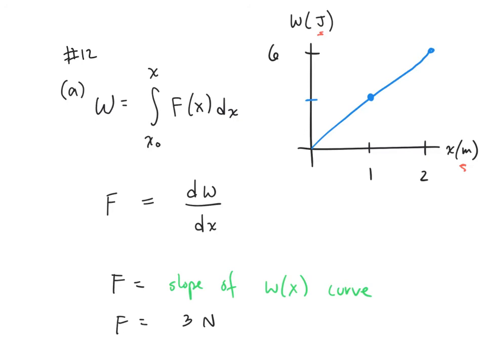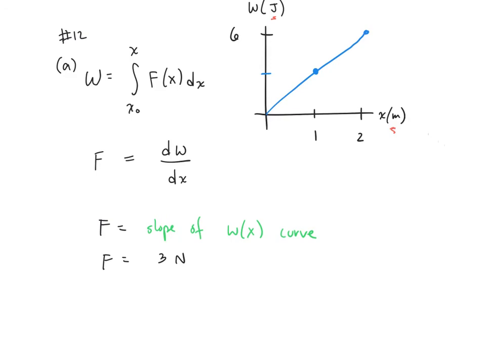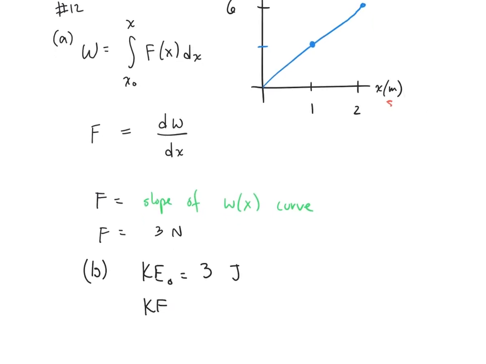Next, it says if the can had an initial kinetic energy of 3 joules, moving in the positive direction on the x-axis, what will the kinetic energy be at the end of 2 meters? So this is part B now. It starts initially with kinetic energy initial of 3 joules. And the question is, what is the kinetic energy of this at the end of the 2 meter runway?